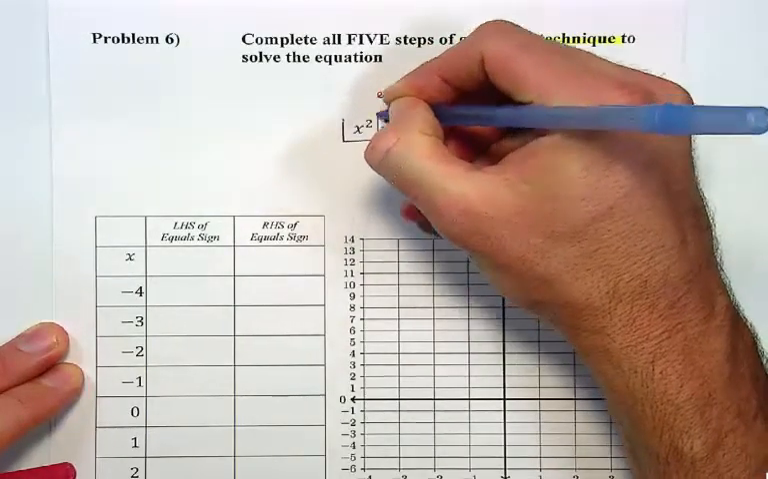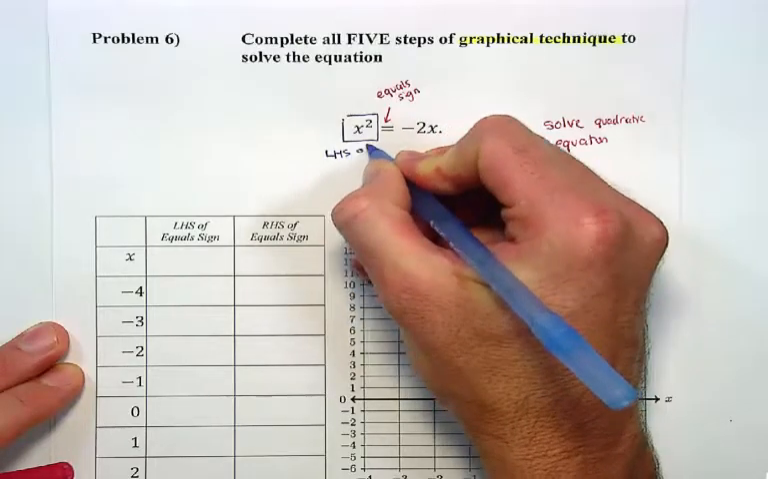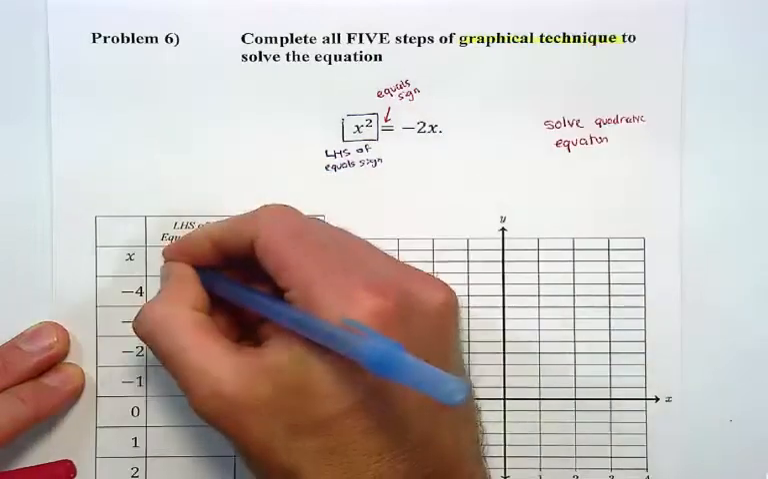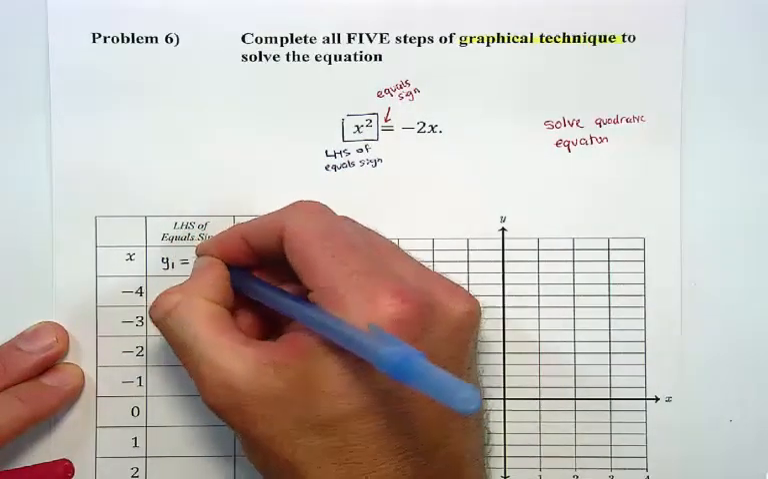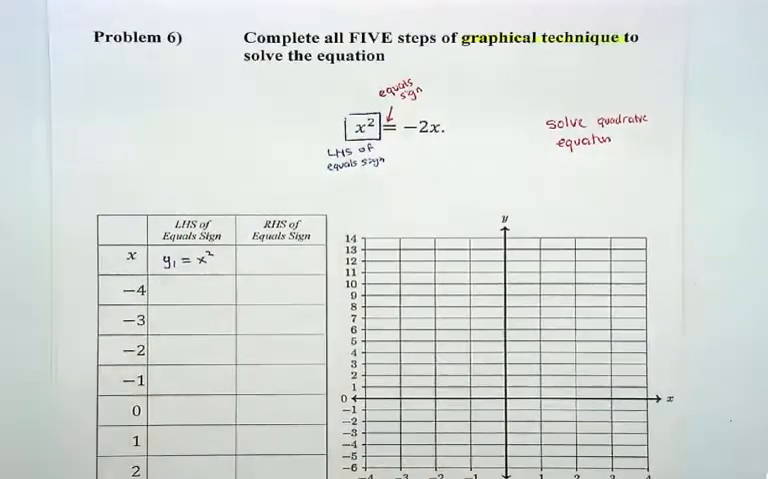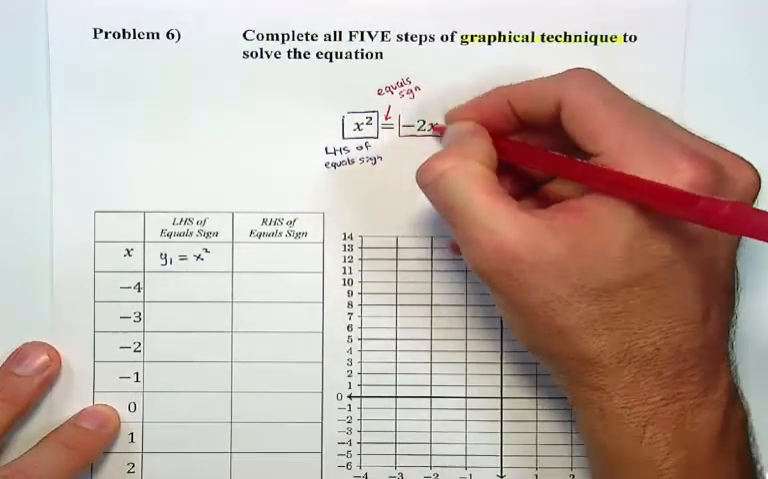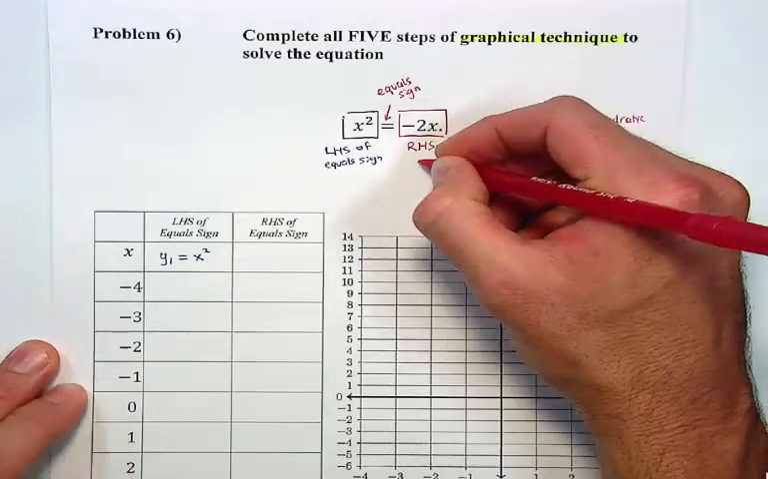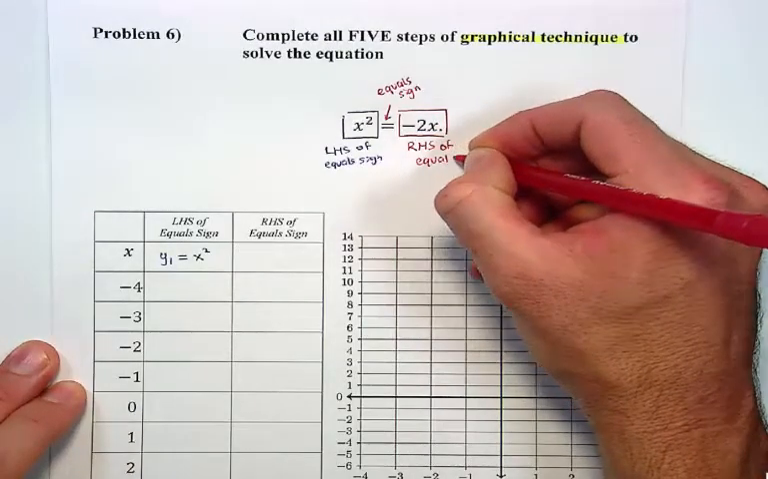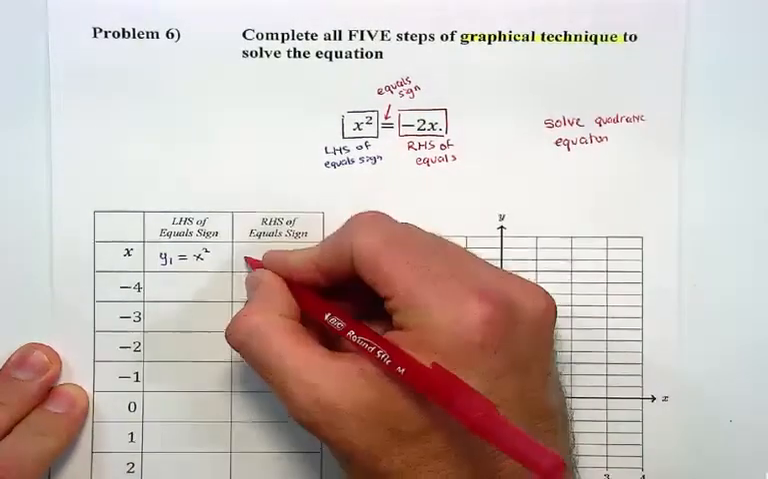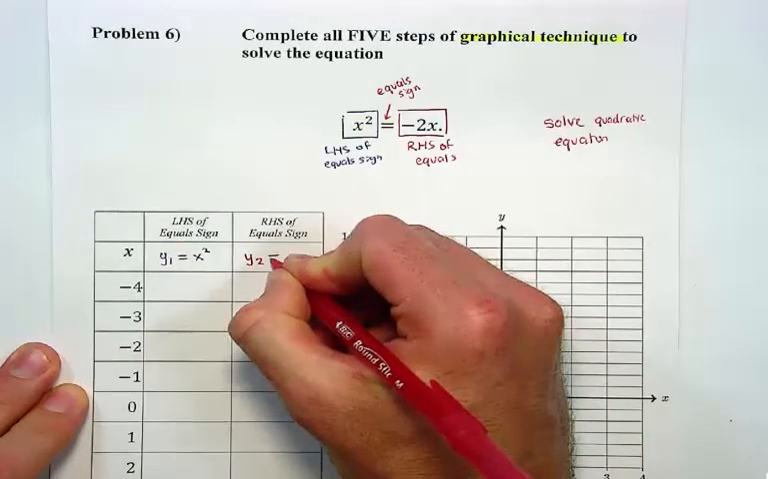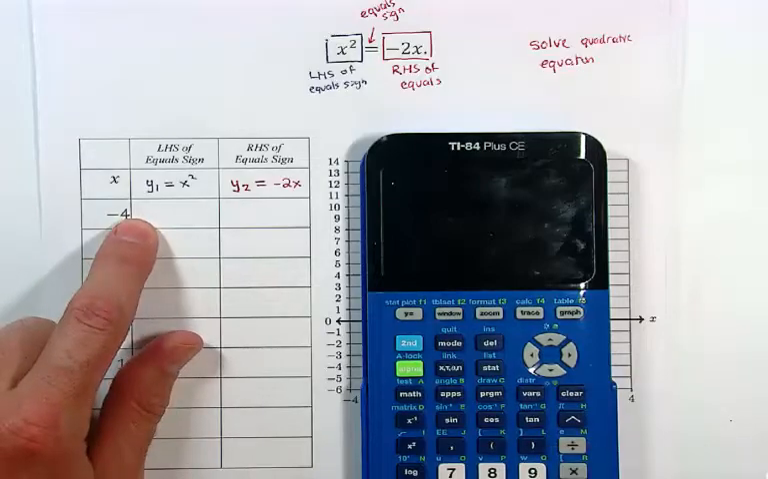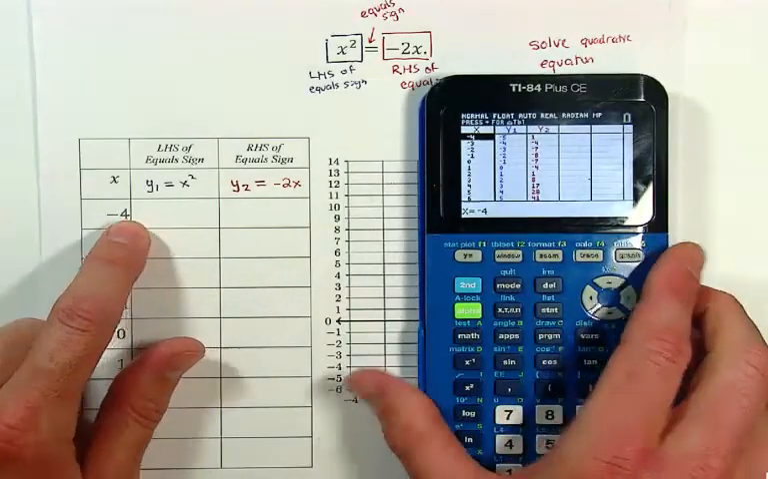Here we see that the left-hand side of our equal sign is x squared. In this case, we're going to set y1 equal to x squared. On the other side of the equal sign, the side that we'll call the right-hand side of the equal sign, we have the function negative 2x. In this case, we'll set y2 equal to negative 2x. Let's go ahead and see how to fill out the entire table at once.